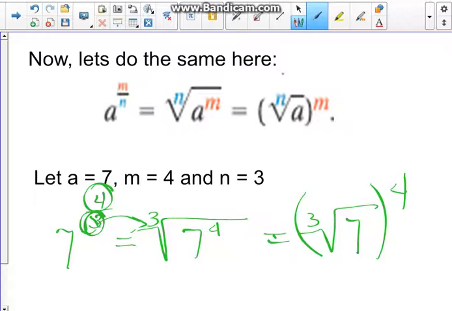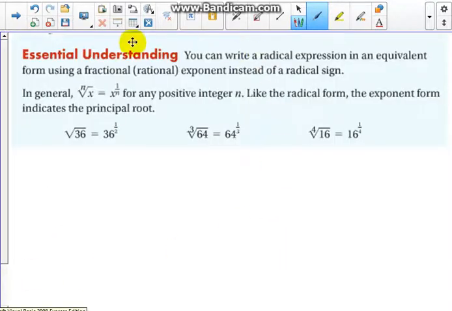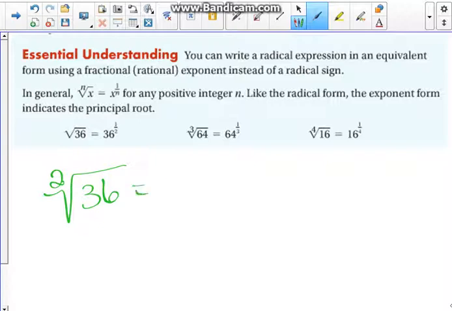So now we're going to put these to use with our work. So we have some essential understanding here. You can pause and read this. And it's just stating what we said a moment ago. If we have the square root of 36, we can do this backwards. You know, that was a square, right? And this would be your a down there. So we can say that this is 36 to the 1/2 power.